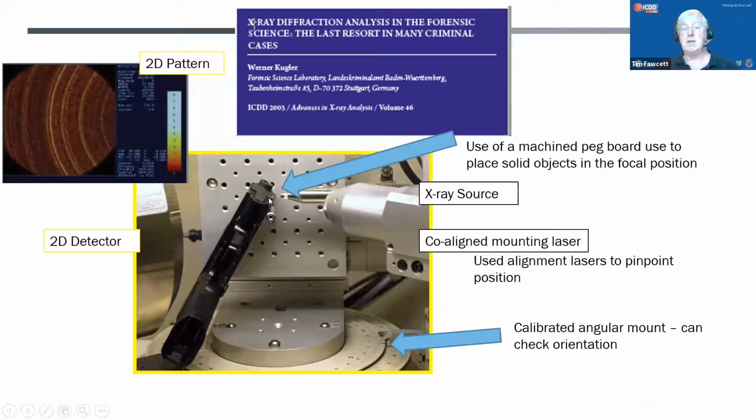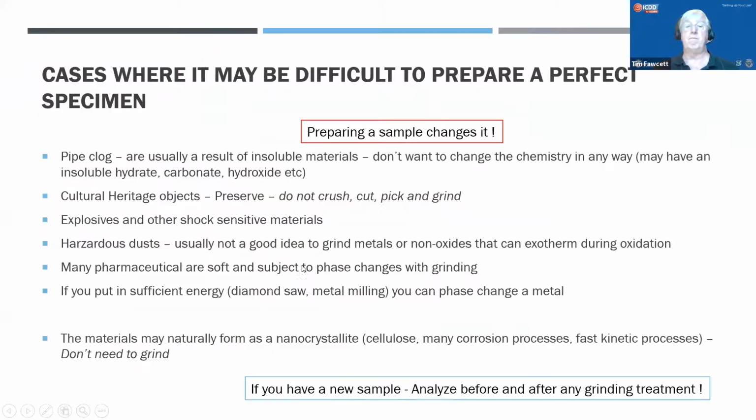This is a gun. They were looking at the gunshot residue. They focused the X-ray right into this powder, got a great pattern, but the key was this pegboard sample holder that they made so they could put any solid object in the right path and focal spot of the beam. And then they could have an angular calibration. So they knew the relationship between the crystallography that they saw and the three-dimensionality of the object that they were looking at. And a lot of times, if I'm looking at a polymer film or something, this sort of stage where you have angular calibration is incredibly helpful.